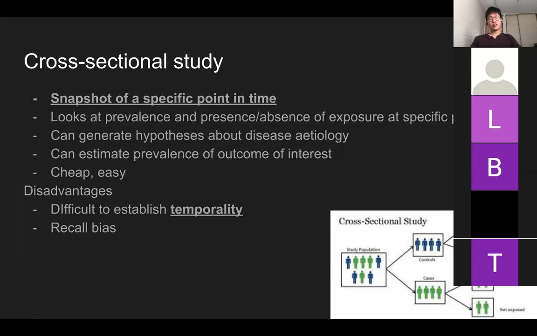You can only just see sort of, if these people are cases or controls or infected or uninfected at a specific point in time. And it could be susceptible to recall bias if you're using, say, a point in time, which is in the past.